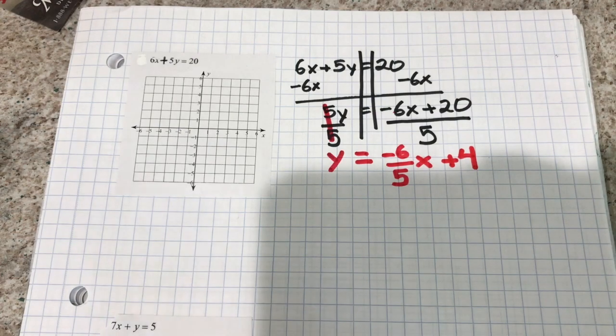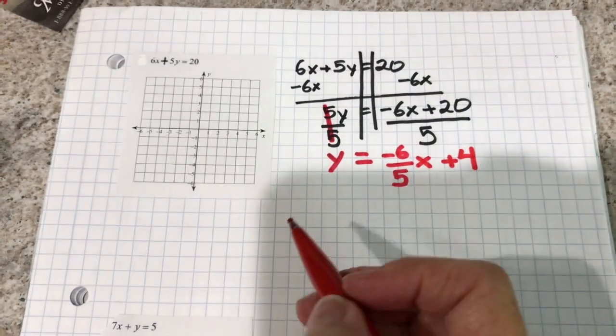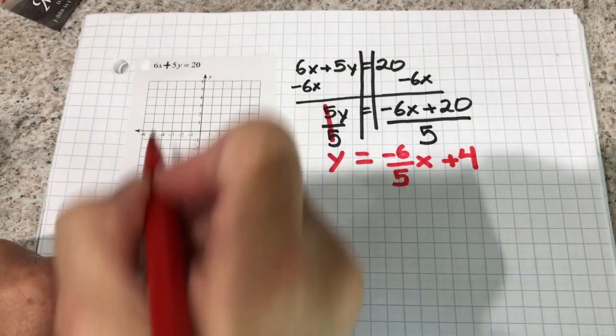Let's start by marking the y-intercept, which is positive 4.